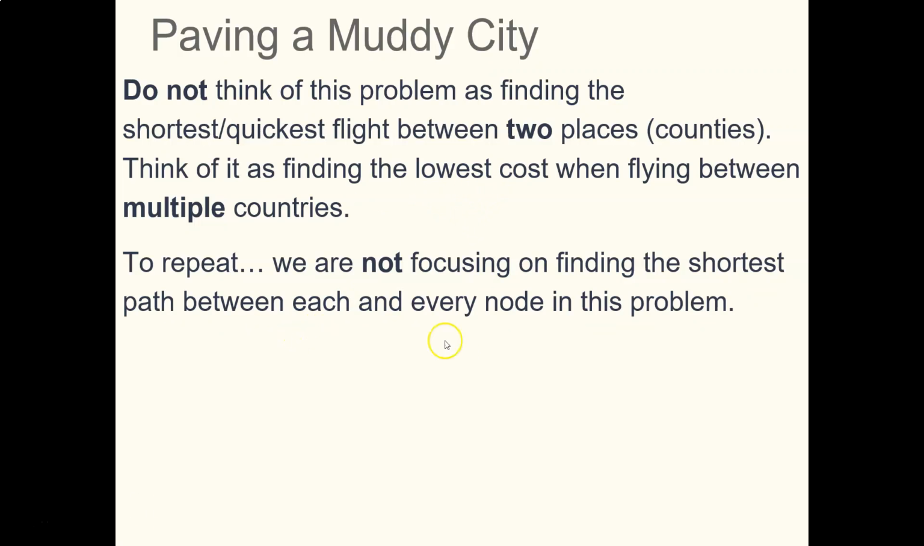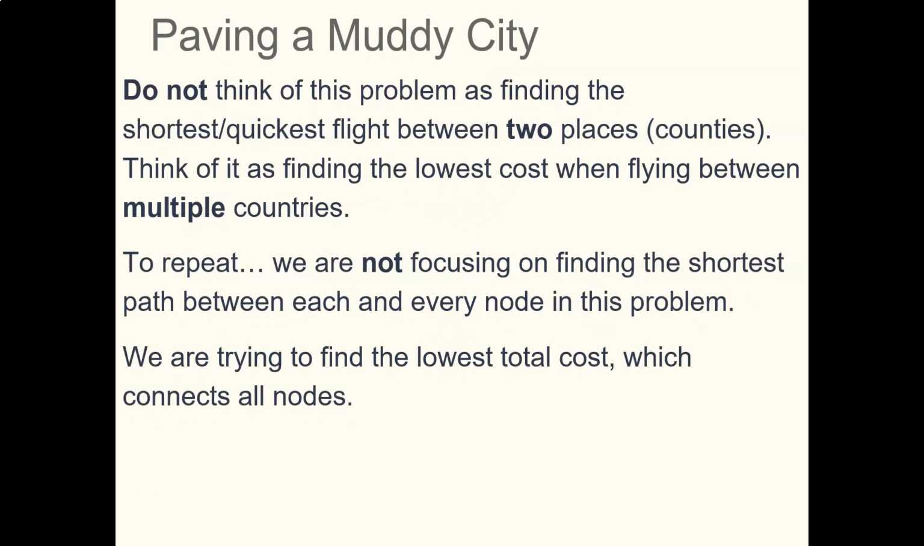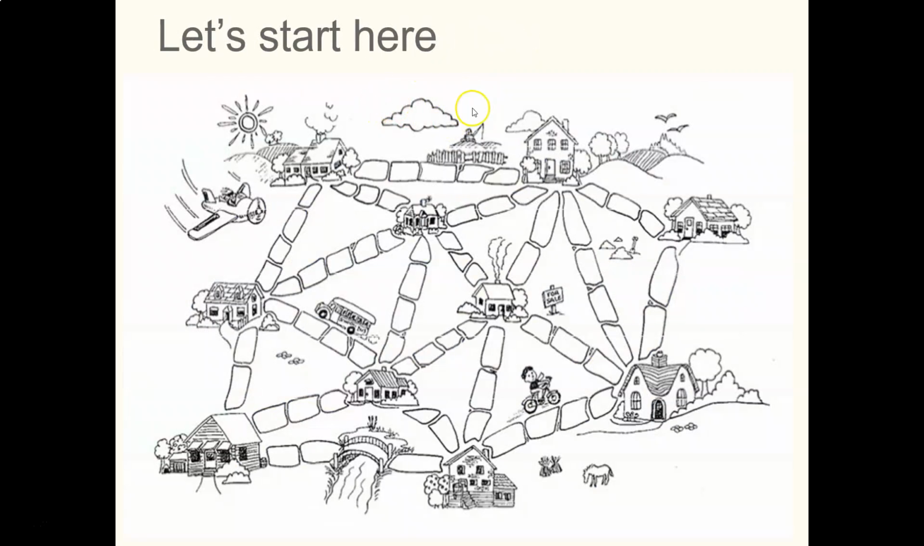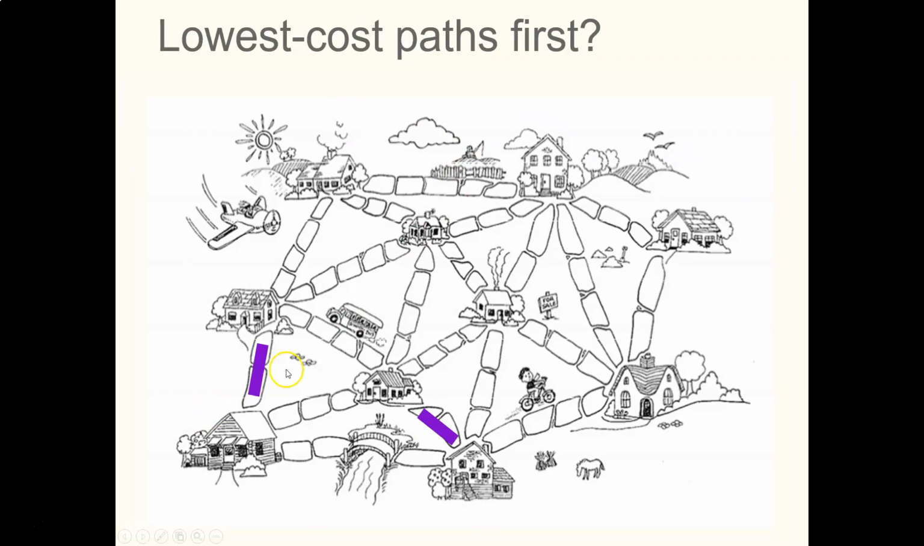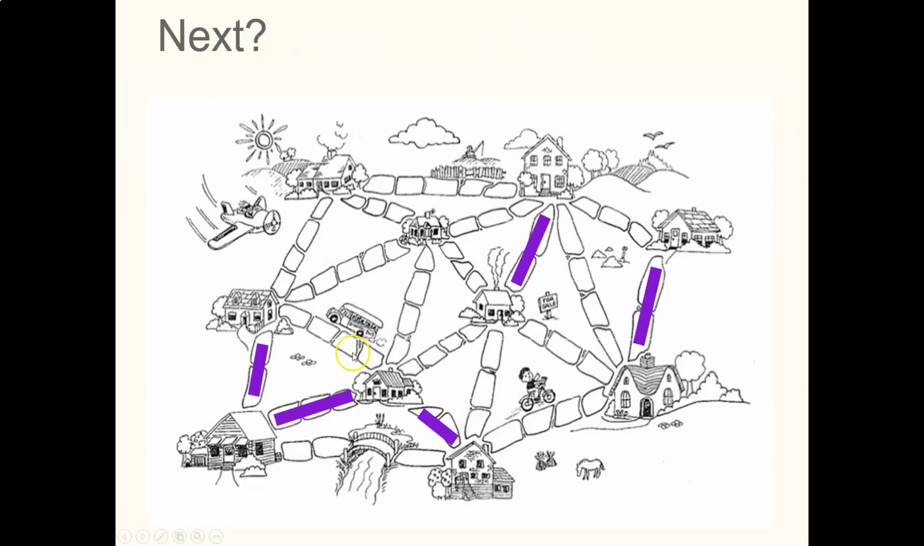So to repeat, we are not focusing on finding the shortest path between each and every node in this problem. We rather try to find the lowest total cost which connects all nodes. If I ask you to do this, how do you start? Obviously, you would choose the smallest, like this, right? And then like this. This is also another shortest. And this, and this, and this, and this.